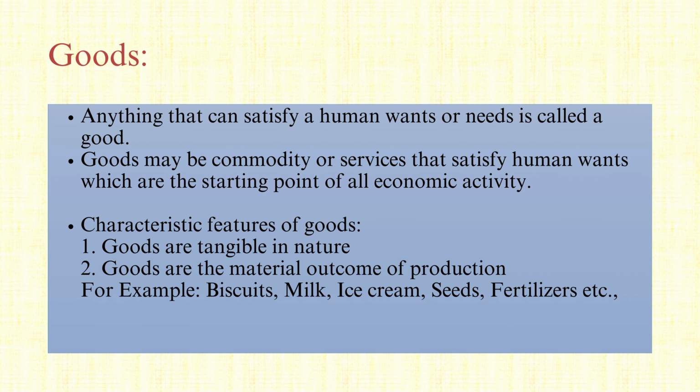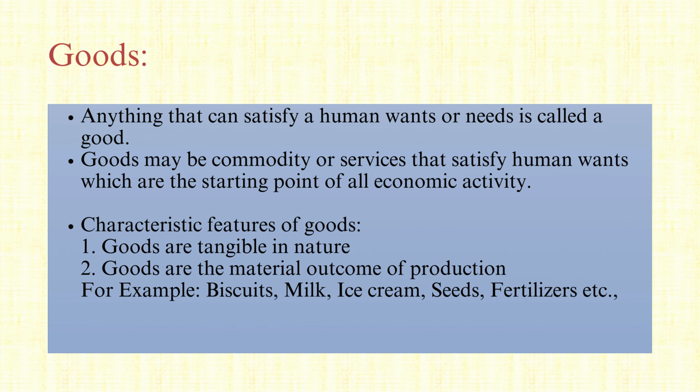Now, goods have a few key characteristics. First, they're tangible, which means you can touch and feel them. Think about a sack of rice or a bottle of milk. Second, goods are the material outcome of production. This means that someone or something has to produce them. For example, farmers grow crops, and factories make fertilizers.